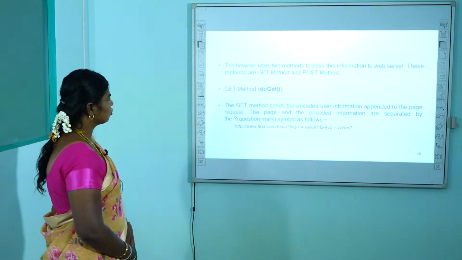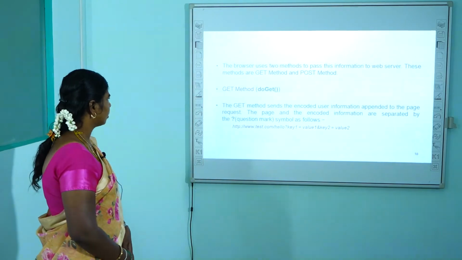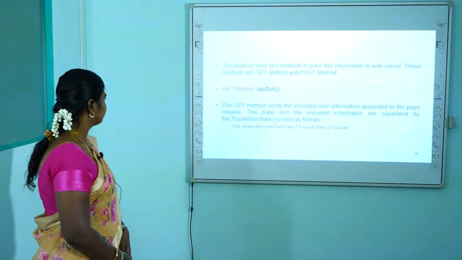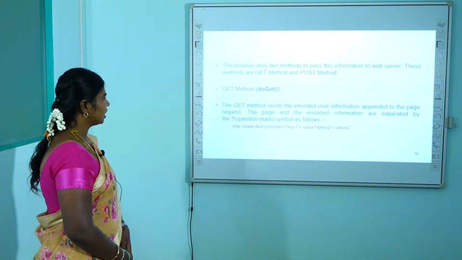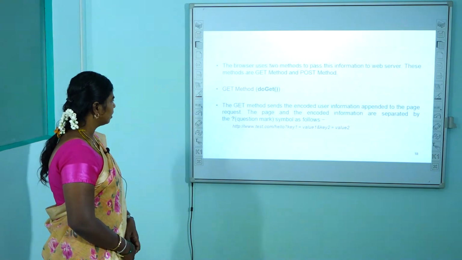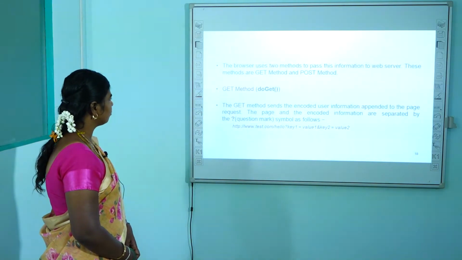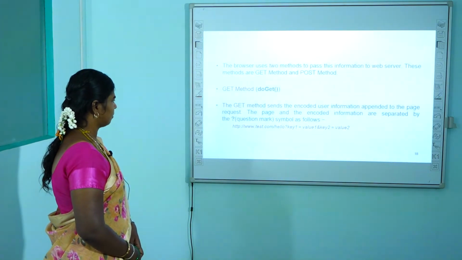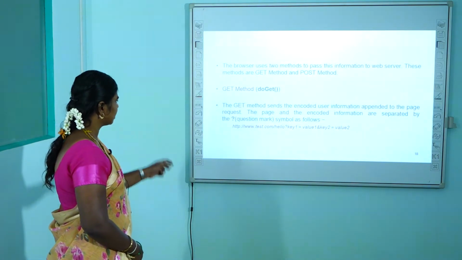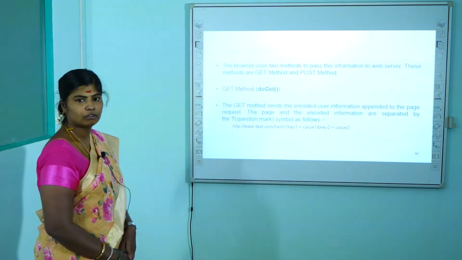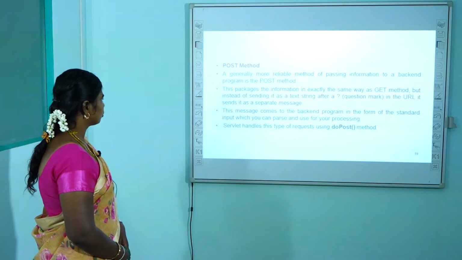The browser uses two methods to pass information to the web server: one is the GET method and the other is the POST method. We will see the GET method first. The GET method sends the encoded user information in the URL, and the information is appended with the question mark symbol. This is an example of the GET method we have used to send from the client to the servlet. Next is the POST method.